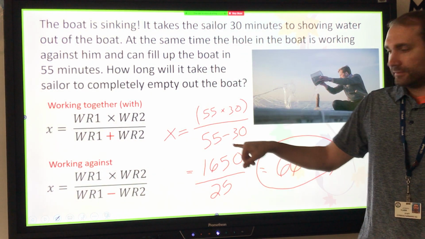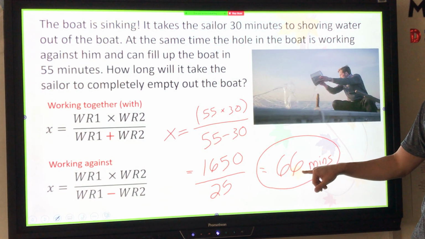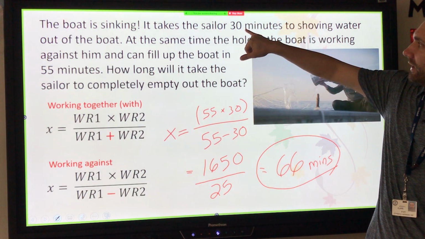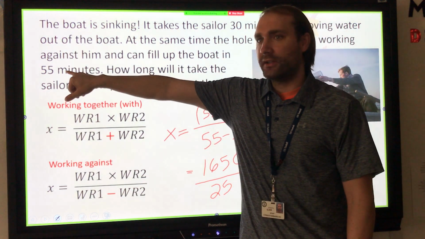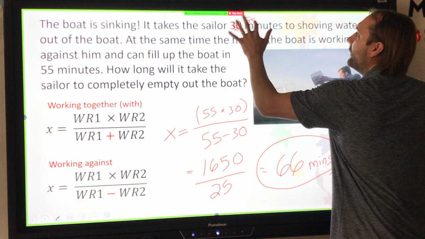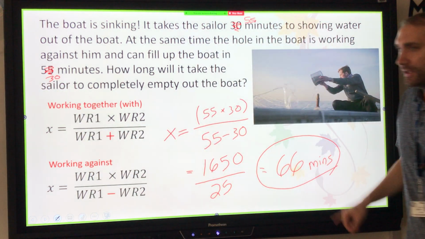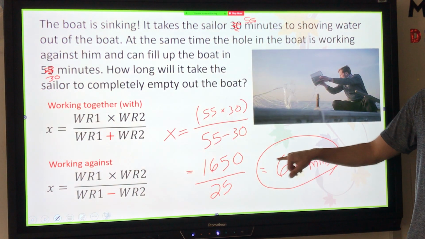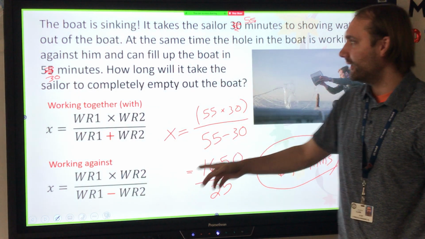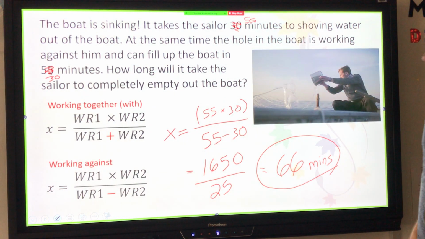Now note, if you had flipped these numbers, you would have gotten 30 minus 55, you would have gotten a negative. Would it make sense if it takes him a negative 66 minutes? So watch out for that. Because I know he can empty out faster than the water can refill, right? If this was flip-flopped, if it took him 55 minutes here, and it only took 30 minutes for the boat to sink, then you would see a negative, right? Because it's filling up faster than he can empty. So that's the only thing to watch out for with these working against problems: to see where does the negative happen? Who is actually winning in working against problems?